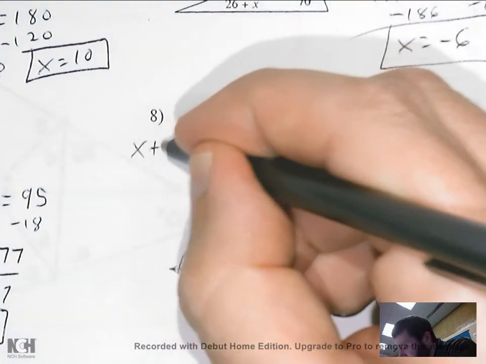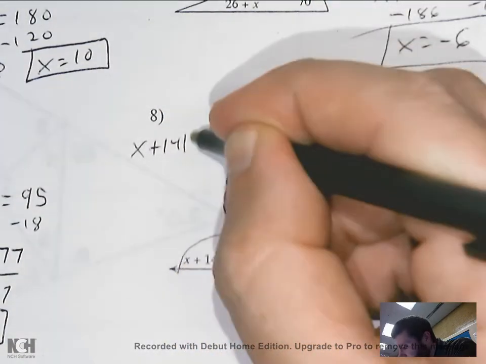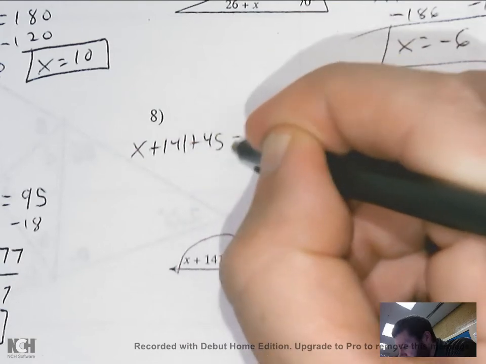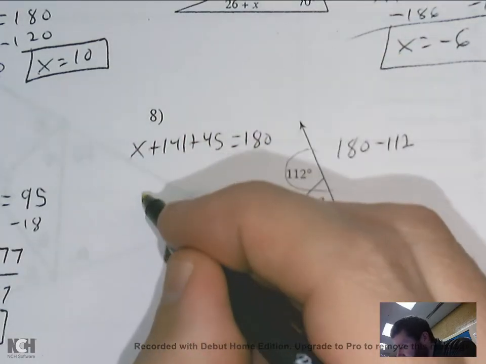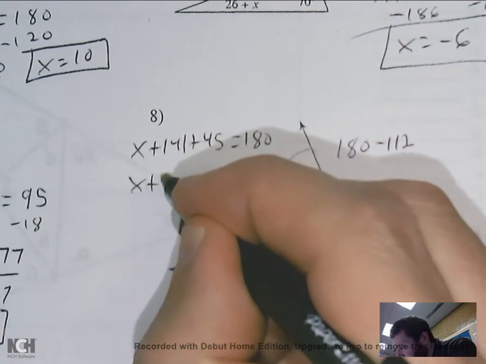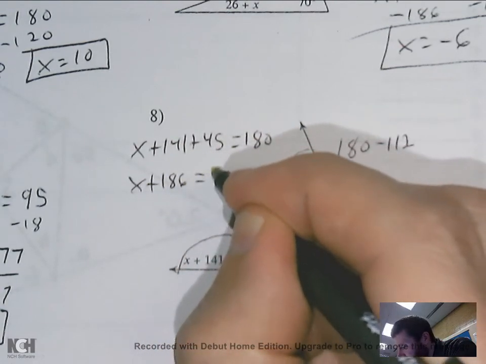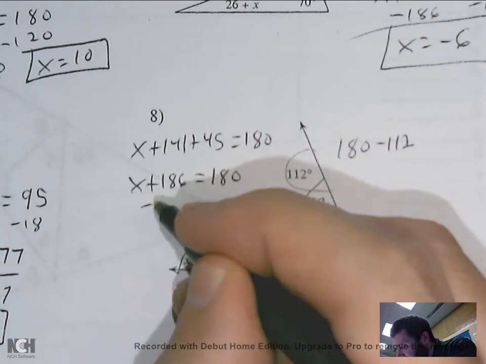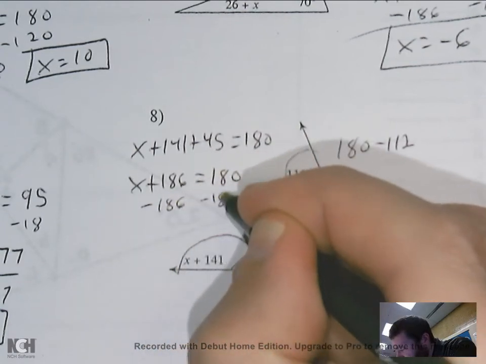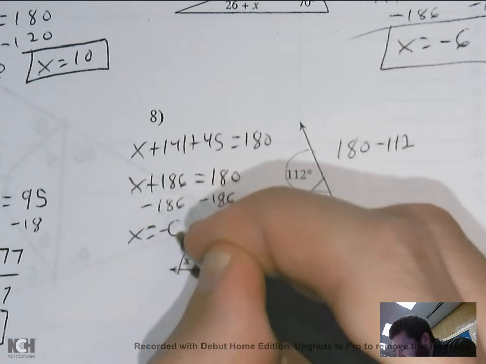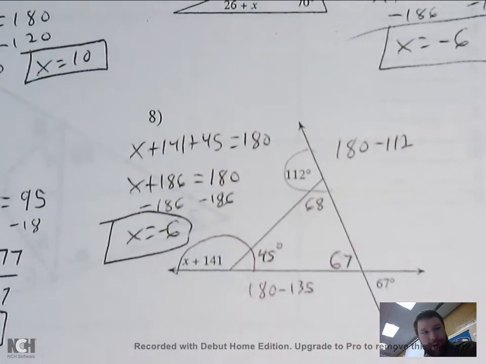X plus 141 plus 45 is equal to 180. So that would be 186, I believe. X plus 186 equals 180. And we're going to get the same answer as number 6. When you minus 186, you get x is equal to negative 6. And that'd be your answer.